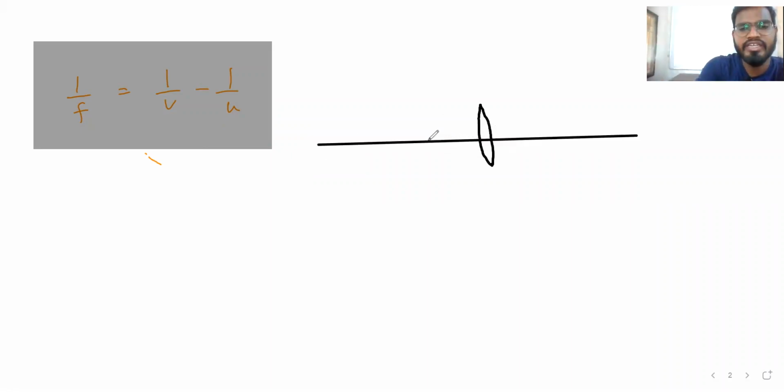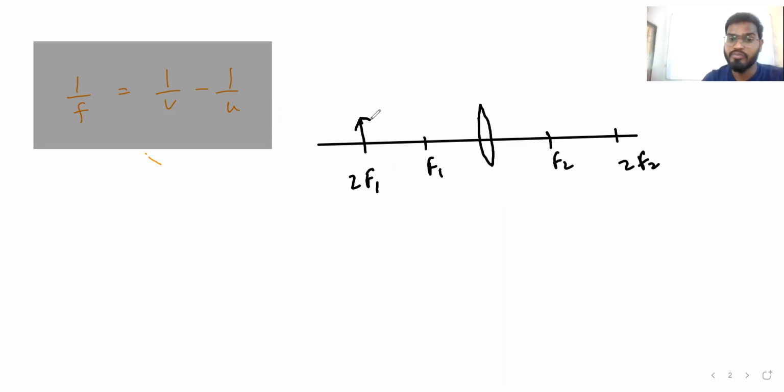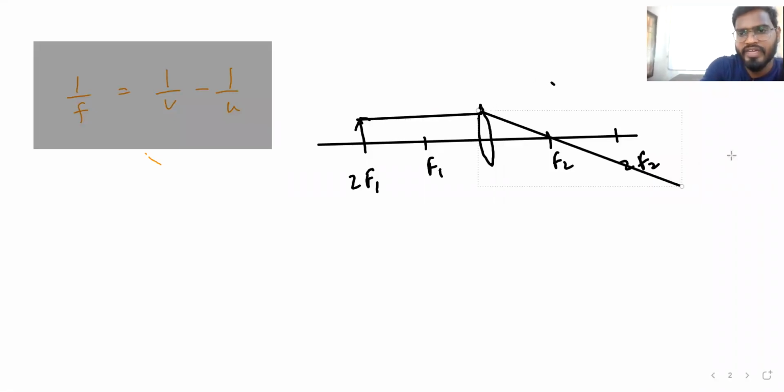Okay, now let's take this as f1, and this is f2, then 2f1 and 2f2, right? If the object is at the center, then the image will also form at the center, that you know properly. So we can say a ray of light passing parallel to the principal axis will pass through the focus, right?